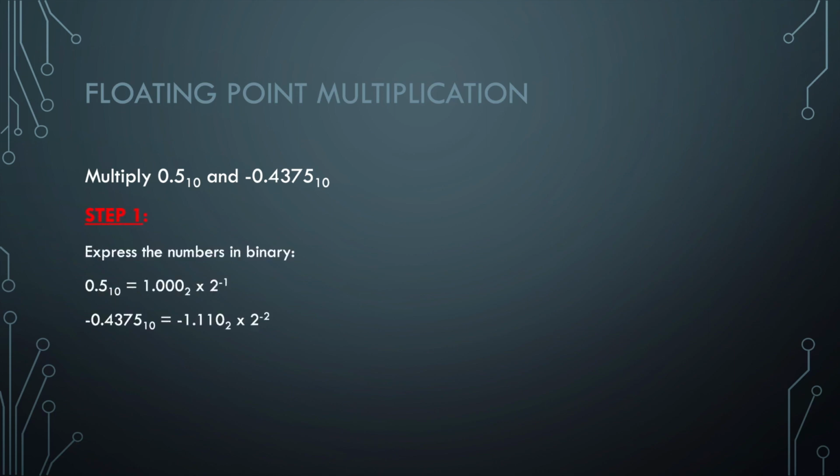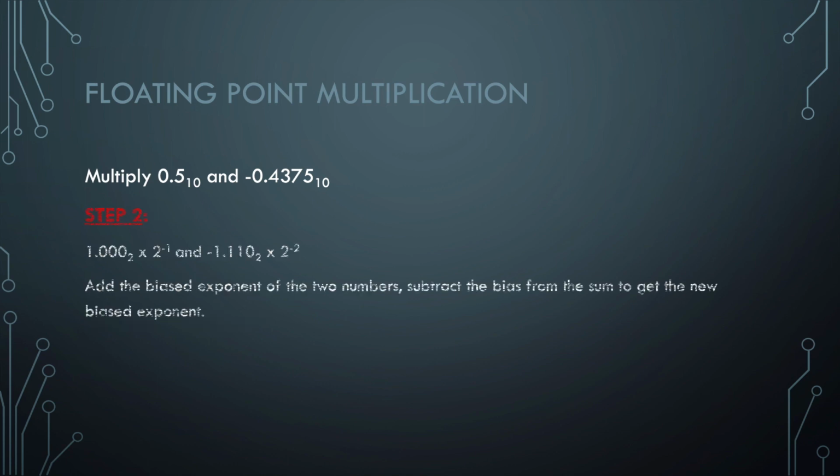The first step to do is to express both the numbers in binary. The second step to do is to calculate the exponent of the product. To do so, we just add the exponent of the two numbers that we're going to multiply. In this case, we have minus 1 plus minus 2, that gives us minus 3. To get the biased value of the exponent, we just add minus 3 plus 127.